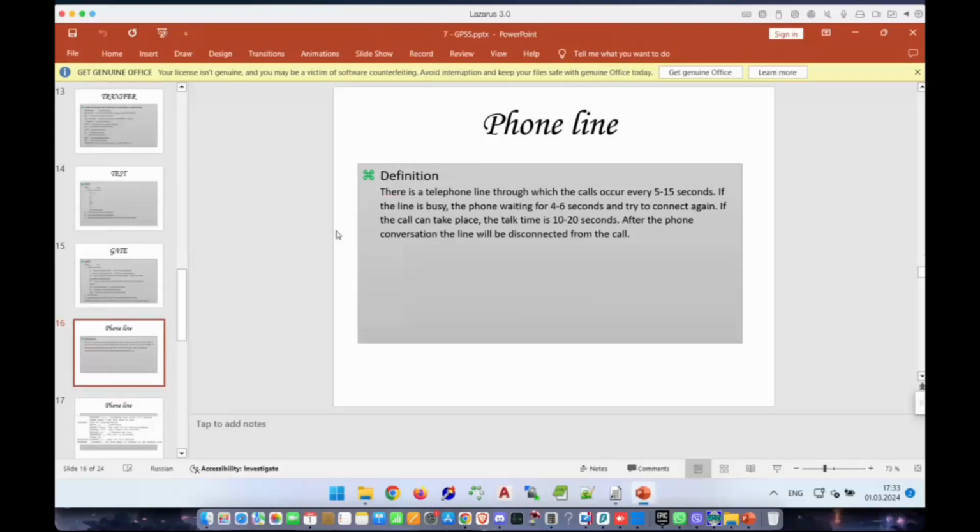So let's suppose we have the following task. There's a telephone line through which a call occurs every 5 to 15 seconds. If the line is busy, so it means occupied by some other call, then the phone should wait between 4 and 6 seconds and should try to connect again. If the call can take place, then the talk itself lasts between 10 and 20 seconds. After that, the phone call is interrupted and disconnected from the line.